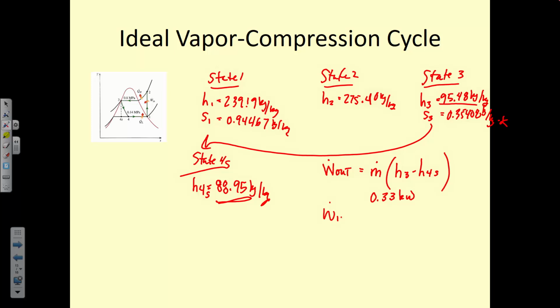How much was our work in? Do you remember before? It was 1.81 kilowatts. So now our net work in is going to be work in, actually power in, minus work dot out. So we find that we now have reduced our power consumption to 1.48 kilowatts by adding that turbine.